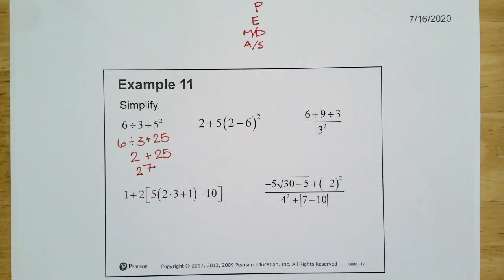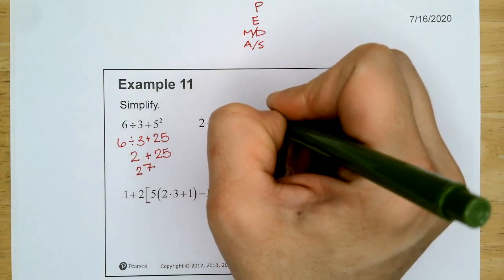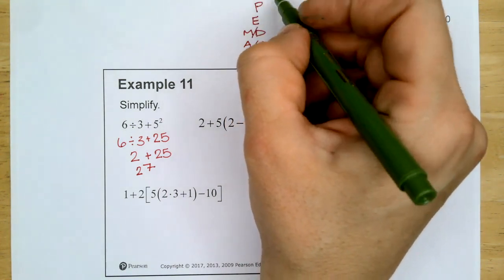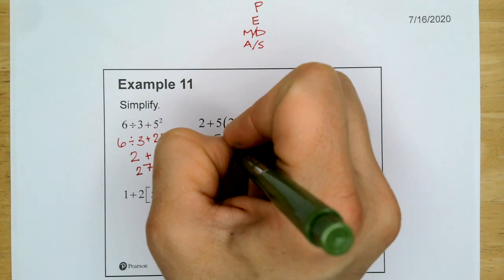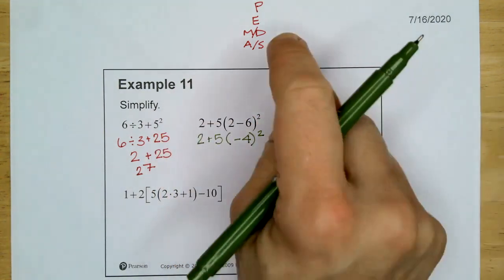27. So not good. No, very bad. Here I have 2 plus 5 times (2 minus 6) squared. The first thing I'm looking for is parentheses, and I see them. So I keep 2 and 5 being multiplied by 2 minus 6, which is negative 4 squared.